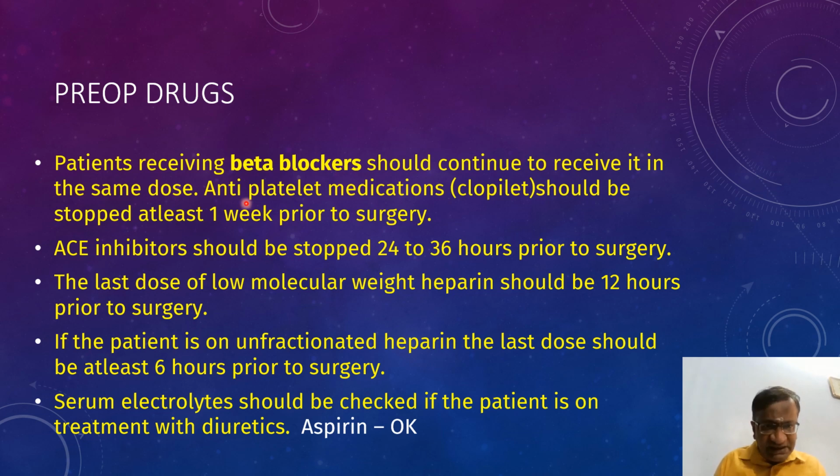Now, what are the things? Beta blockers have to be continued. Propylate has to be stopped. ACE inhibitors preferably stopped. LMWH can be started and stopped. Aspirin can be continued. And electrolytes can be done. So this is simple. Beta blockers, aspirin continue. Propylate stop. ACE inhibitors stop only 1 day before. Low molecular weight heparin can be started. Yes, unfractionated heparin can be given 6 hours prior to surgery.